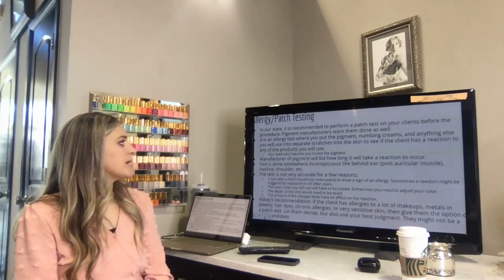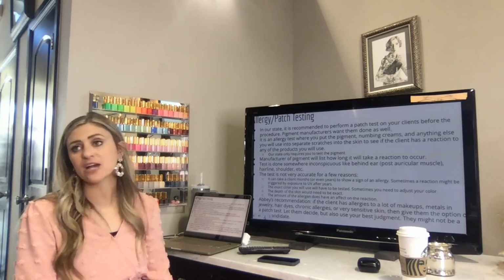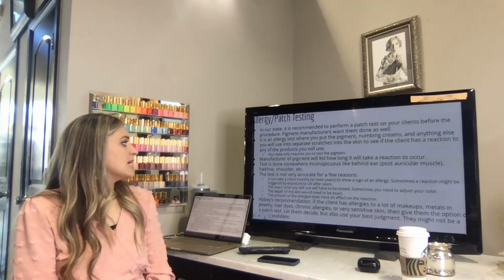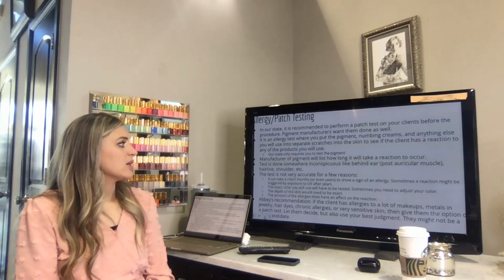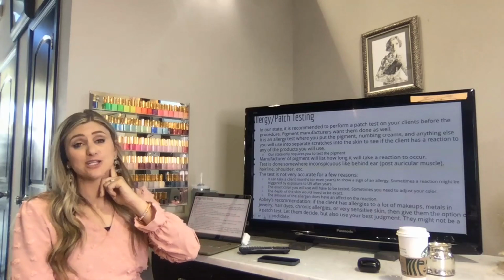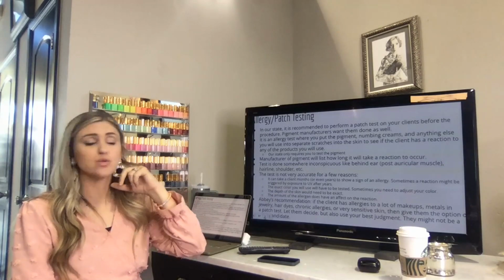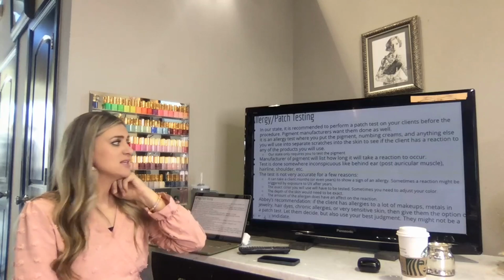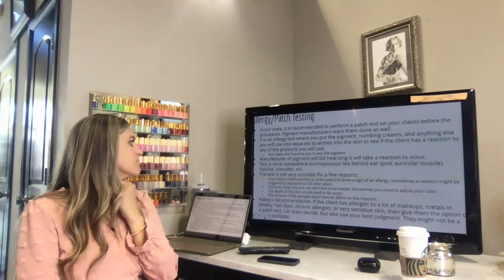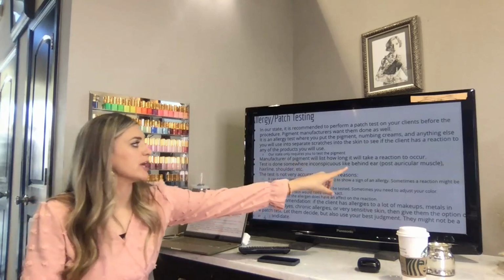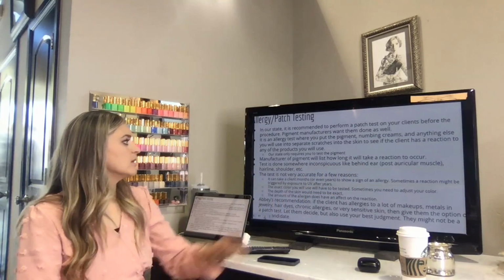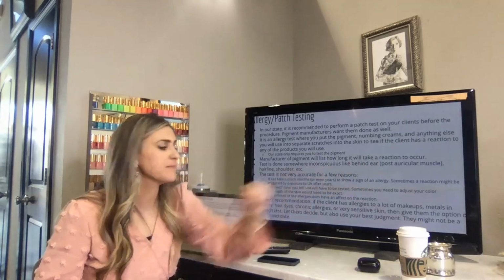The manufacturer of the pigment will list how long it will take for the reaction to occur. The test is done somewhere inconspicuous, like behind the ear, which is the post-auricular muscle. I put that on there because that is a test question. Where would you do a patch test? On the post-auricular muscle. In the hairline, on the shoulder, it's over here. The post-auricular muscle.